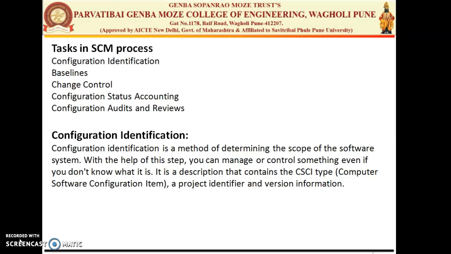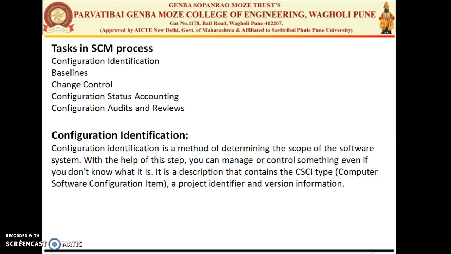So in this session, we'll start with the tasks in the SCM process, that is Software Configuration Management process. So first, understand what SCM is. The Software Configuration Management process consists of a series of tasks to monitor and control the changes which occur in software development. The main objectives of this task are listed in 4 different ways.